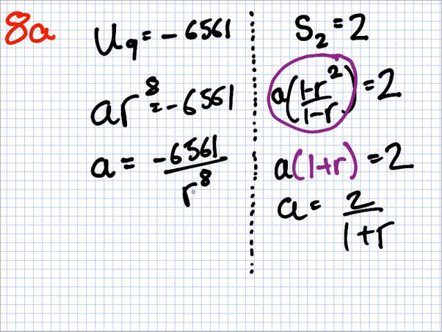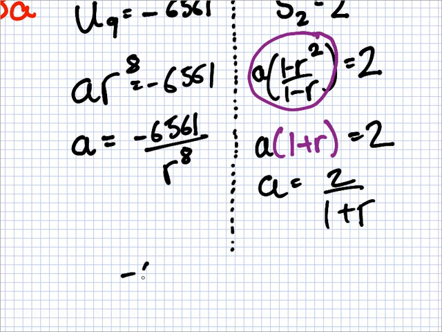What's the second letter? Q. Equation. Make it an equation? Yeah, but I want one verb. Equate. Make them equal. Yeah? So, here I get minus 6561 over r^8 equals 2 over 1 plus r.